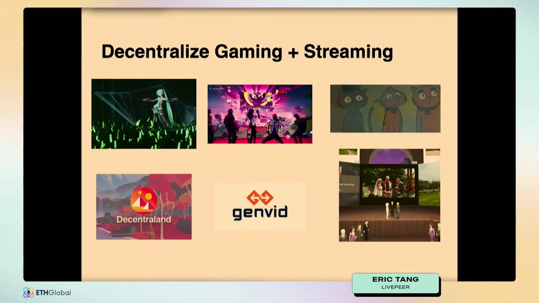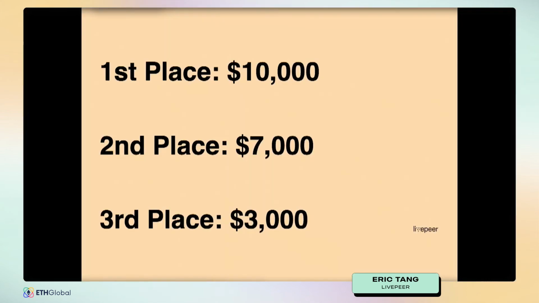Of course, there's a lot of interesting stuff that crosses over with metaverse, right? A lot of interesting metaverses are being built in Web3 right now. We even see some weddings that happen in the metaverse, especially because of COVID. So the first place prize is 10,000, second place 7,000, and third place is 3,000.